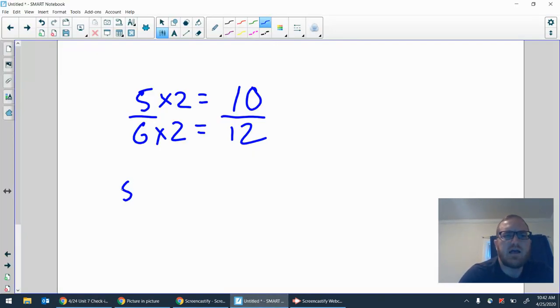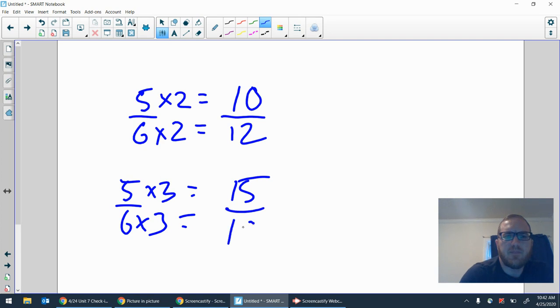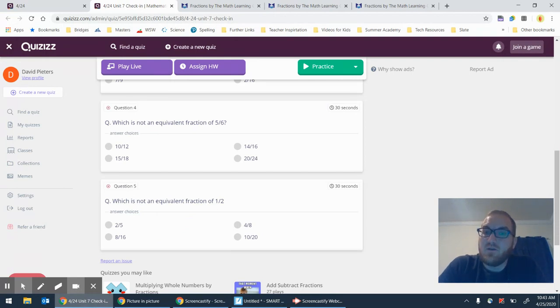So I can change my 5/6, multiply by 3 this time, and I can get to 15/18. Once again, it's going to be equivalent. That's also why practicing your multiplication facts and getting a little bit more familiar with them and seeing that connection is really important as a mathematician.